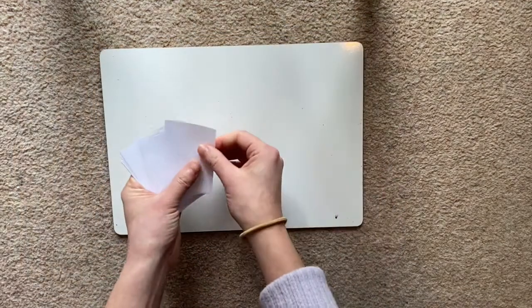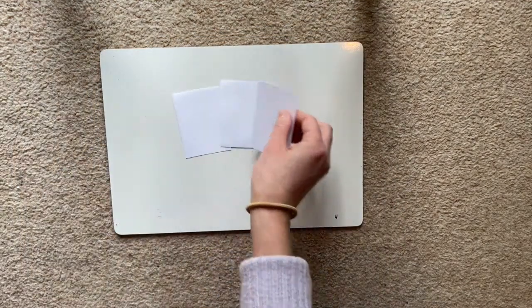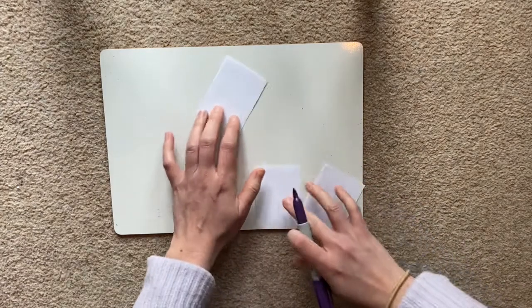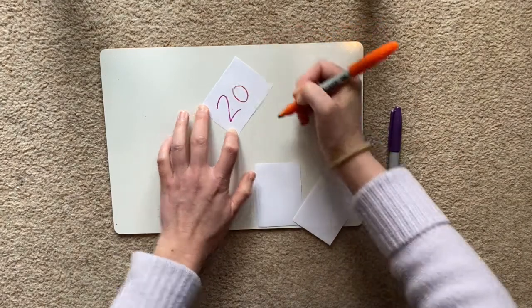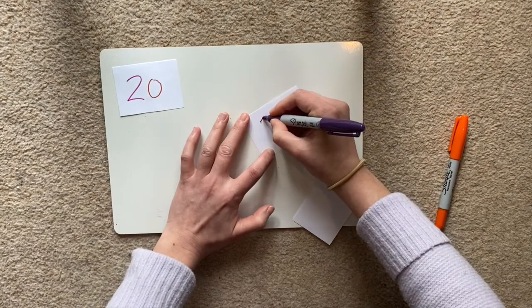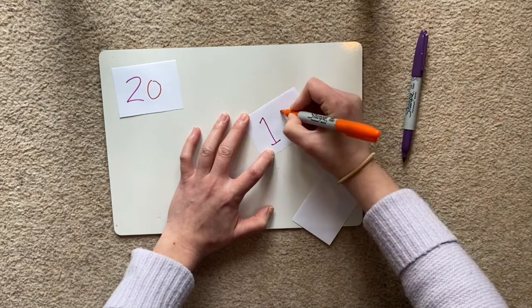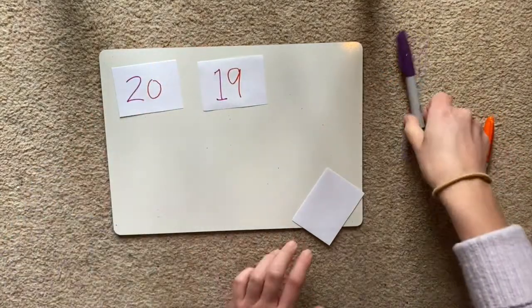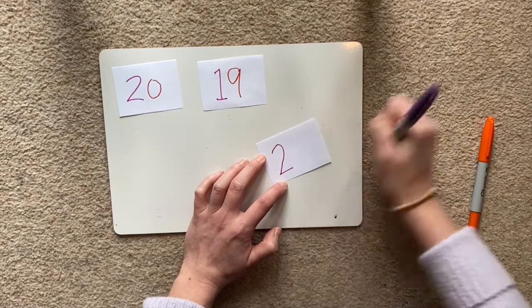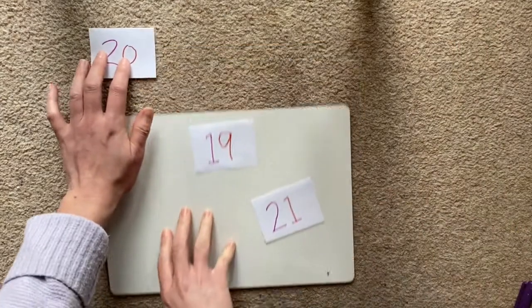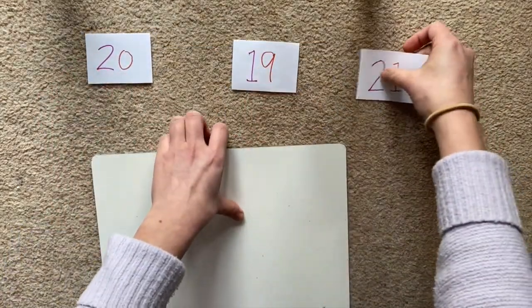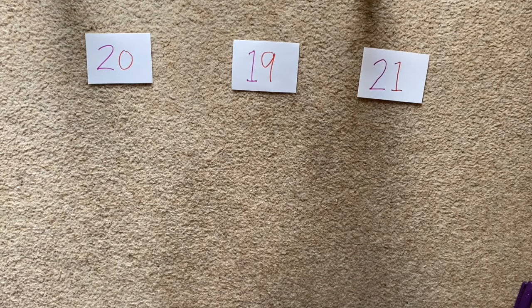Last one. 3 more pieces of paper. And you're going to write the numbers 20, 19, and 21. Okay, try to do it all on your own.